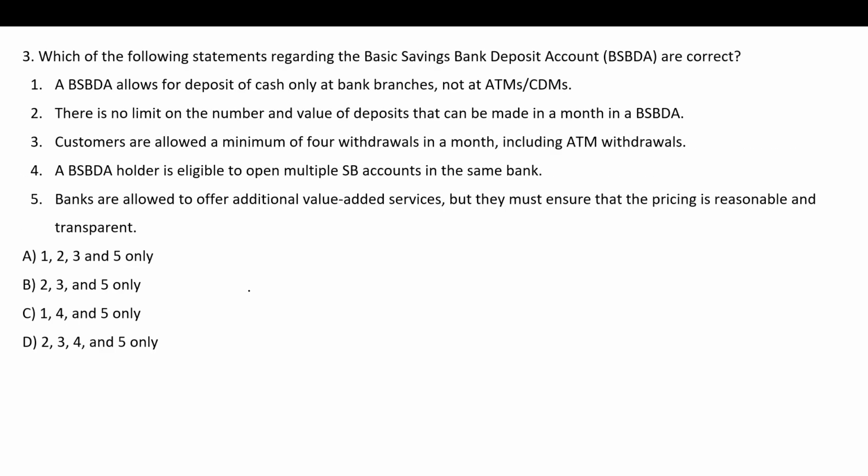Which of the following statements regarding the BSBDA are correct? A BSBDA allows for deposit of cash only at bank branches, not at ATMs and CDMs. So this statement is not correct. There is no limit on the number and value of deposits that can be made. So this statement is correct. Customers are allowed a minimum of 4 withdrawals in a month. This statement is also correct.